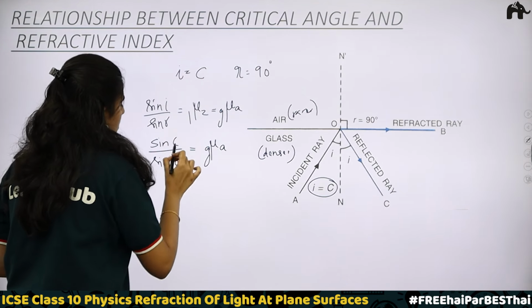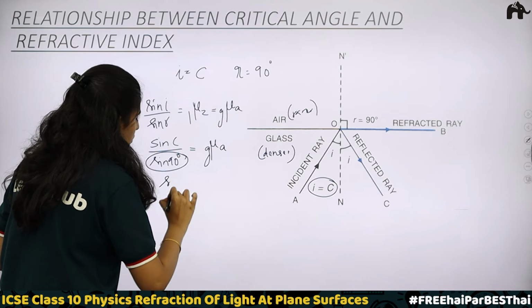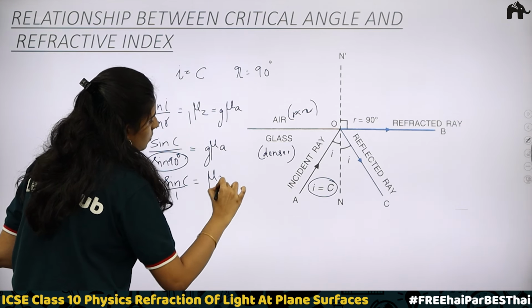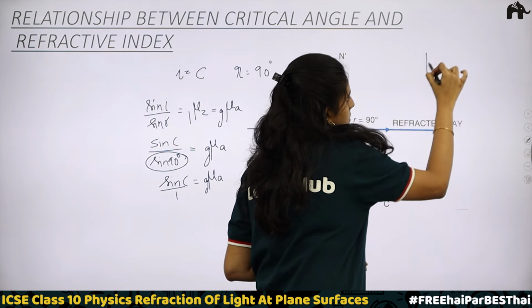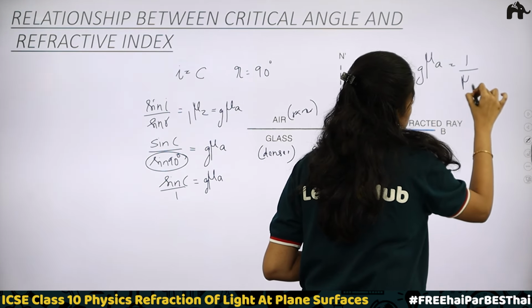Okay, now what is the value of sin 90 degree? Sin 90 degree is equal to 1. Therefore, we are having sin C divided by 1 is equal to mu_ag. Okay, now we have studied the principle of reciprocity, according to which mu_ag will be equal to 1 by mu_ga.